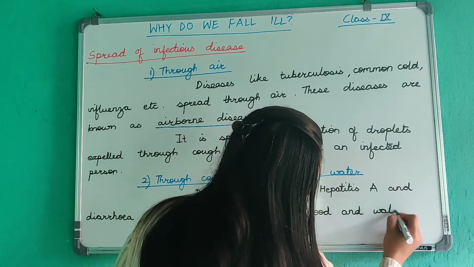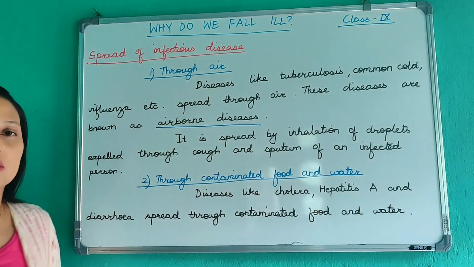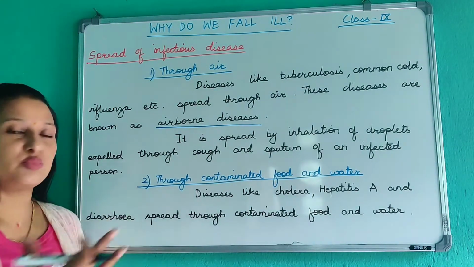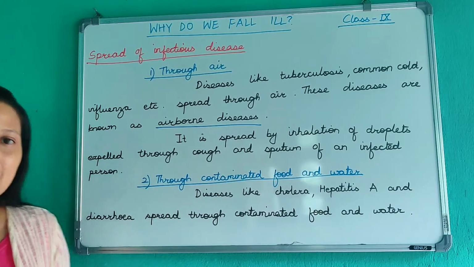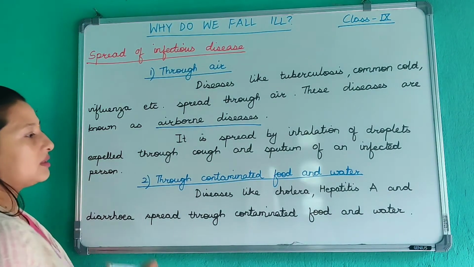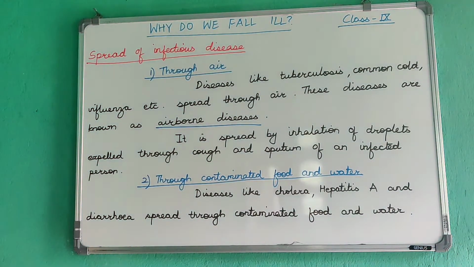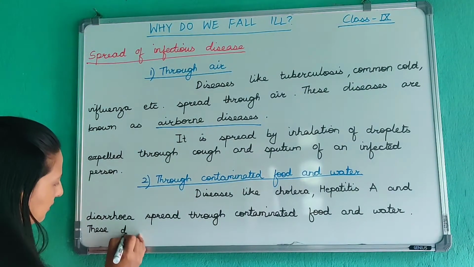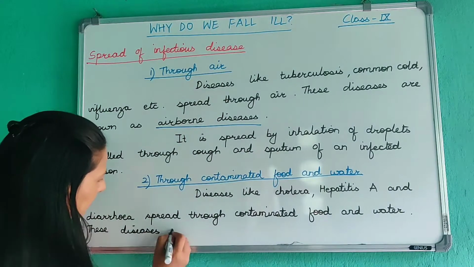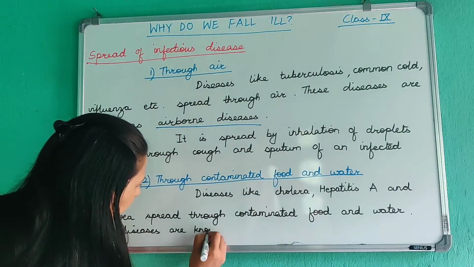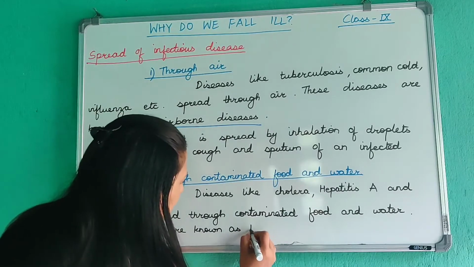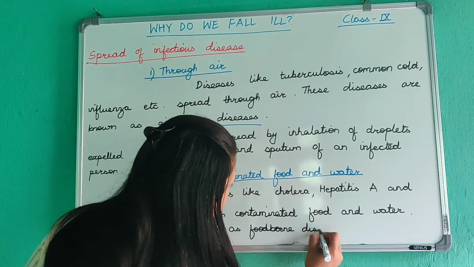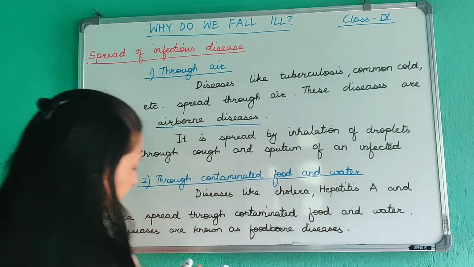Contaminated means made impure. Here, it means it is made impure by the presence of certain infectious agents. So these diseases spread through contaminated food and water, and they are known as foodborne diseases.